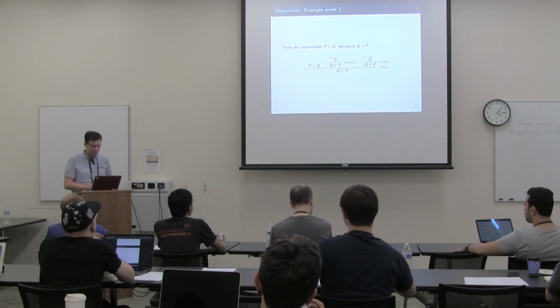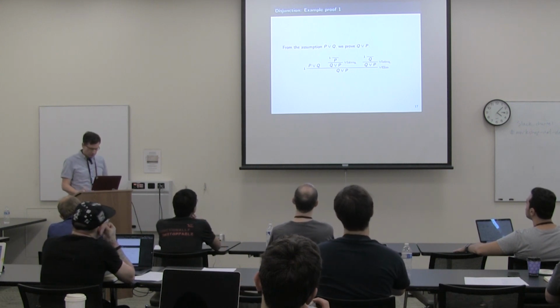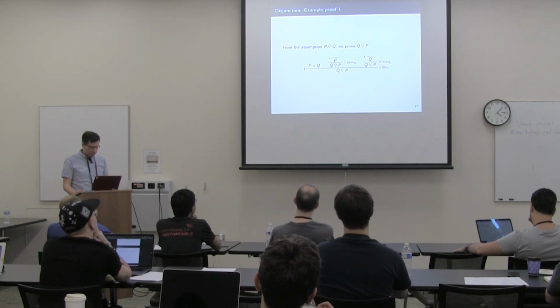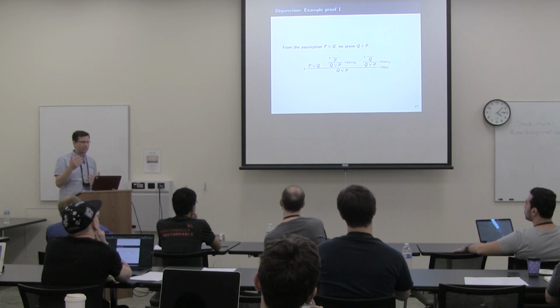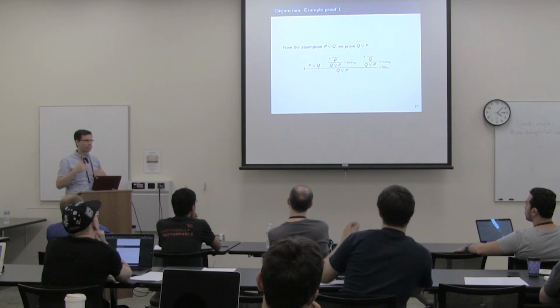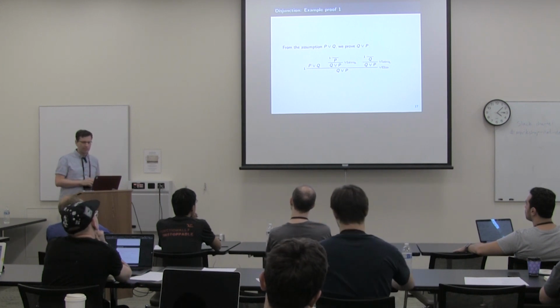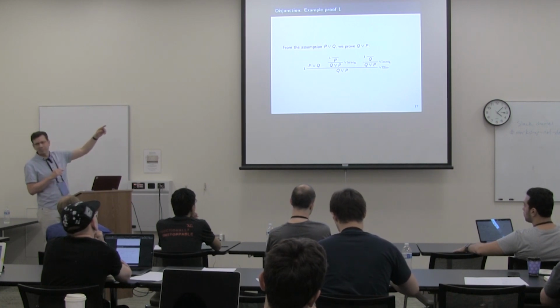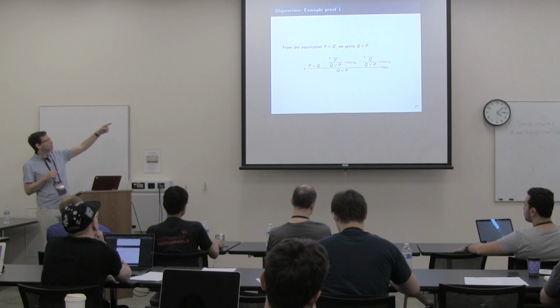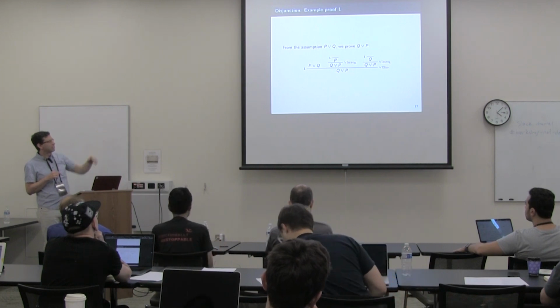Okay, so here's an example. When you prove these things, you don't necessarily have to start from the top. You can start from the bottom. Oftentimes you start from the bottom. So in this case, I'm starting with P or Q, because from P or Q, this is commutativity again, I want to prove Q or P.